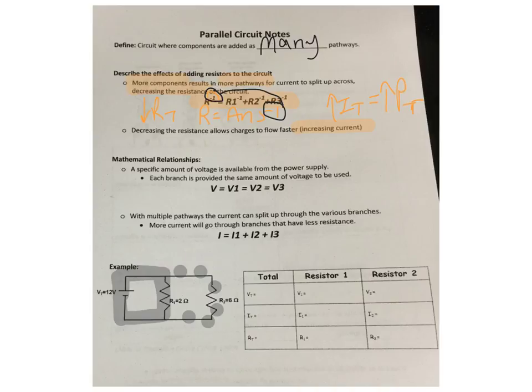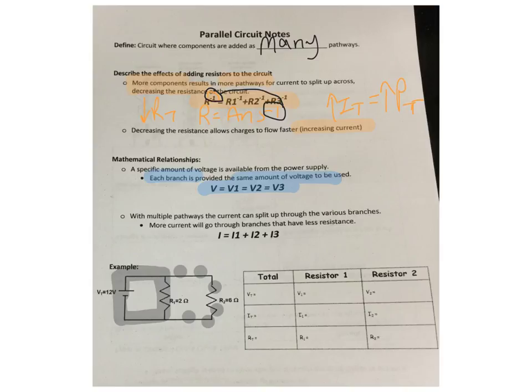Now, in a series circuit, we said that the current was constant, but in a parallel circuit, the voltage is constant. Each branch is going to be provided the same amount of potential voltage, so that each branch can work as effectively as the other branches, regardless of whether there are components attached to it or not.